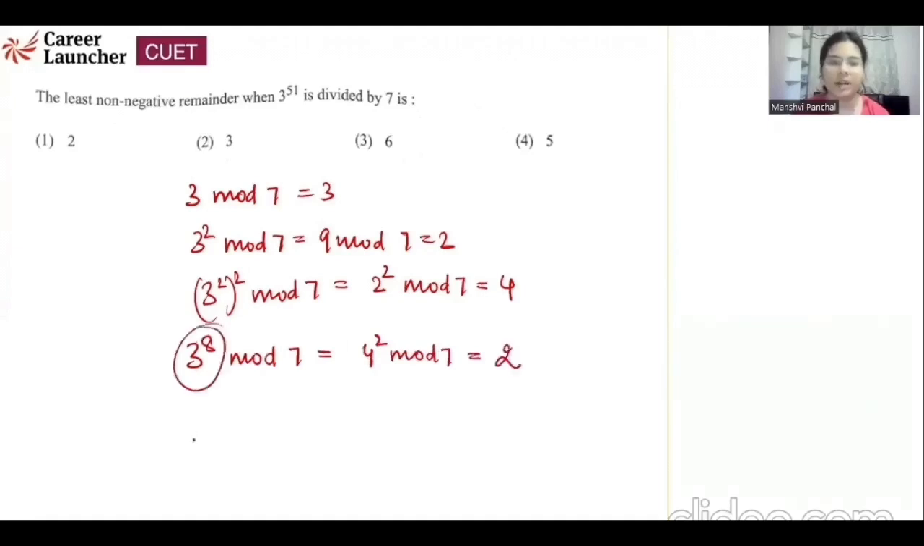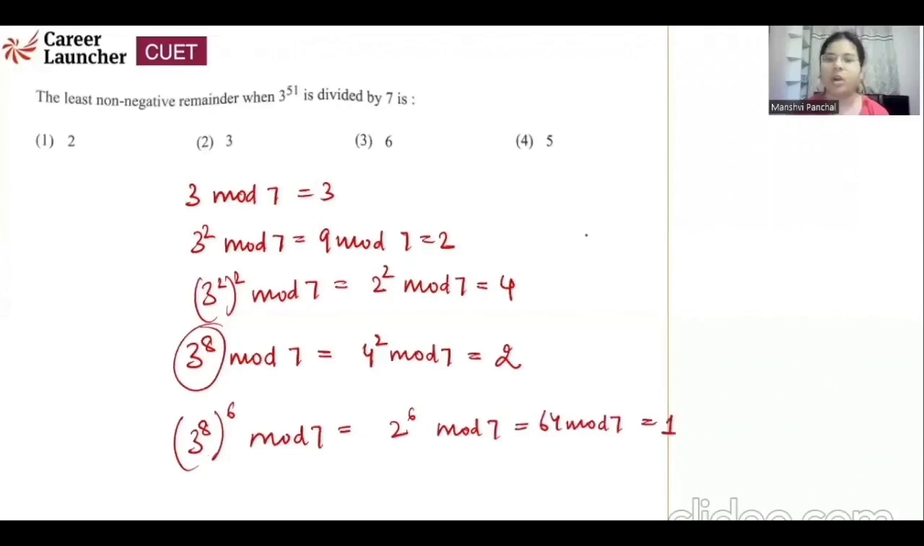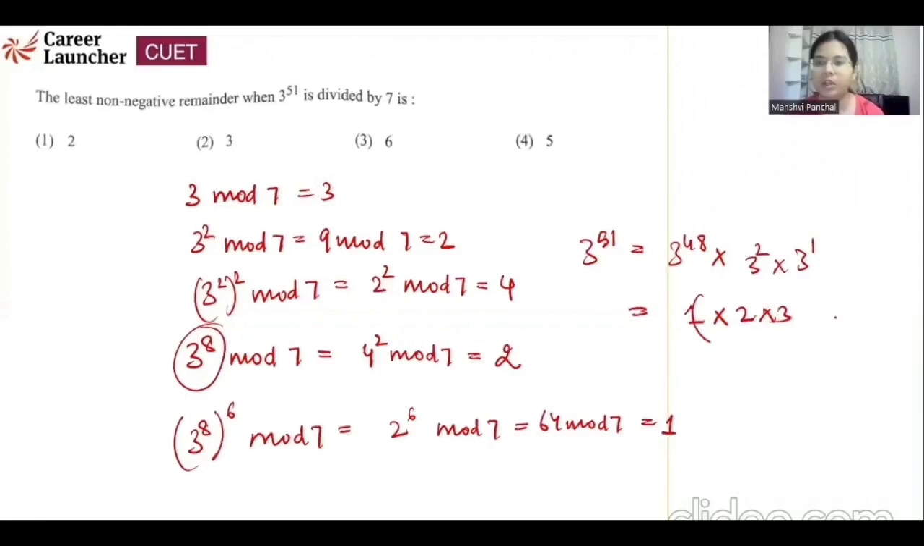It means that 3 raised to the power 8 raised to the power 6 mod 7 will be equal to 2 raised to the power 6 mod 7. 2 raised to the power 6 is what? So it is 32, 64 mod 7, and 64 mod 7 is what? It is 1. Now 3 raised to the power 51 can be written as 3 raised to the power 48 into 3 square into 3 raised to the power 1. It means 3 raised to the power 51 mod 7 will be 1 into 3 square is 2 into 3 mod 7. So 2 into 3, 6 mod 7. Answer is 6. So option 3 is correct answer.